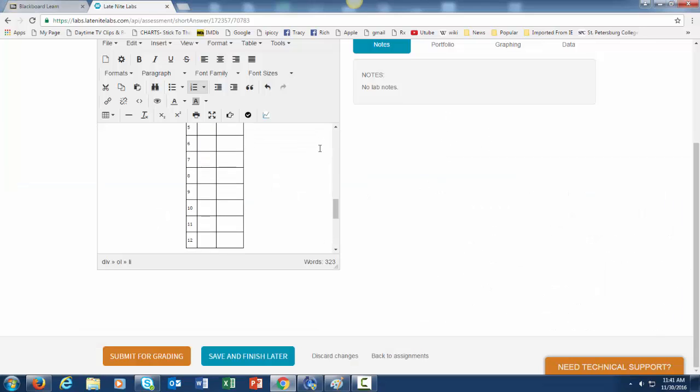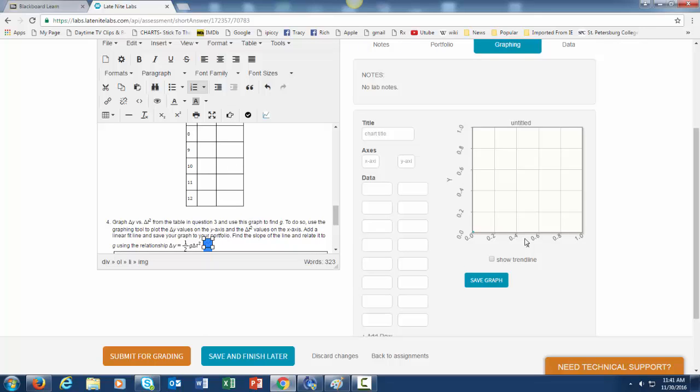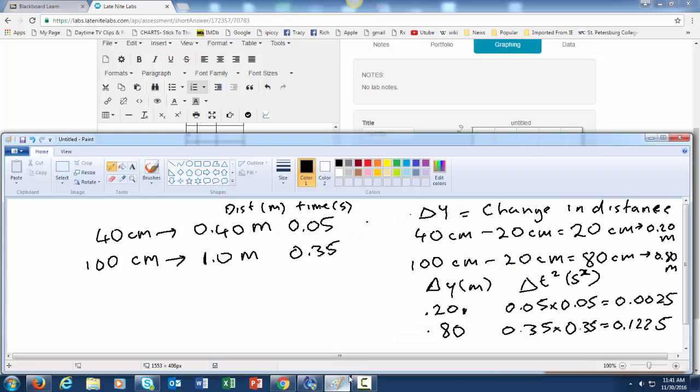Alright, so the next thing you're going to do is graph these. Now, you're going to have a whole lot more points because you would have found a whole lot more differences and gotten some more delta t squared values, but I'm just going to do it for these two values that I've calculated. You're going to have a lot more data. You'll put a chart title in here. You'll put an x-axis and a y-axis. Now, it says in the directions that you will graph the delta y on the y-axis, and the delta t squared will go on the x-axis. So on the y-axis, let's go back to our data here, we'll have 0.20, and on the x here, we'll have 0.0025.